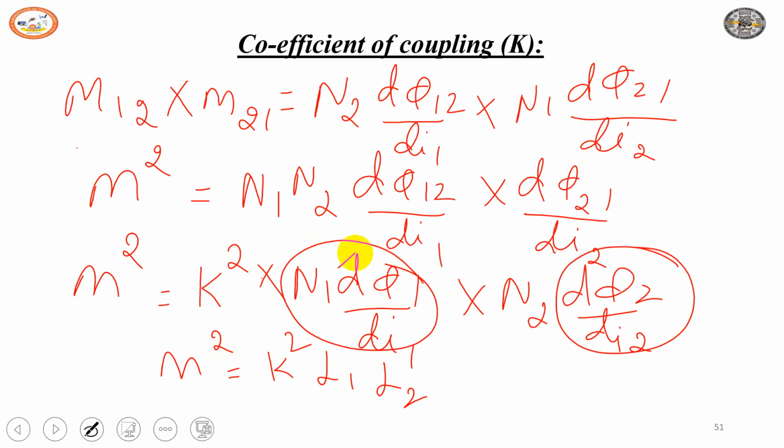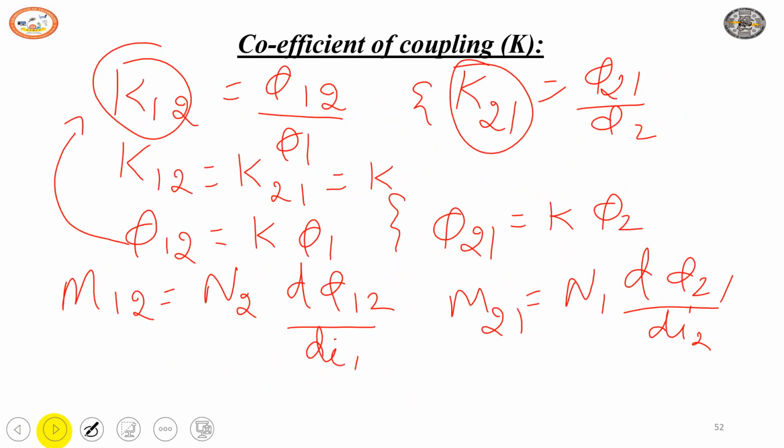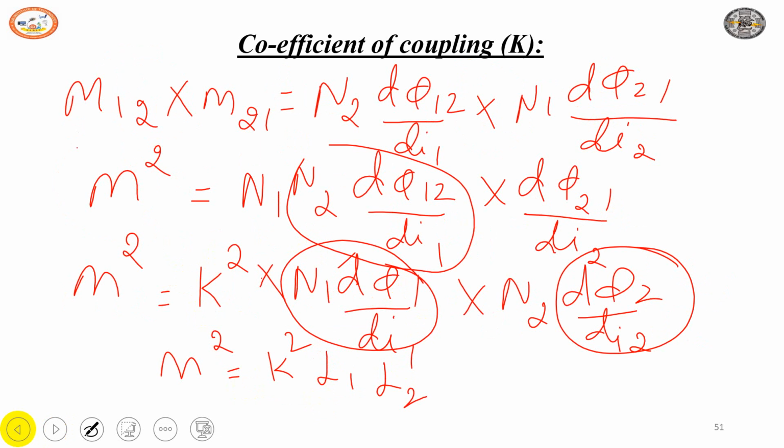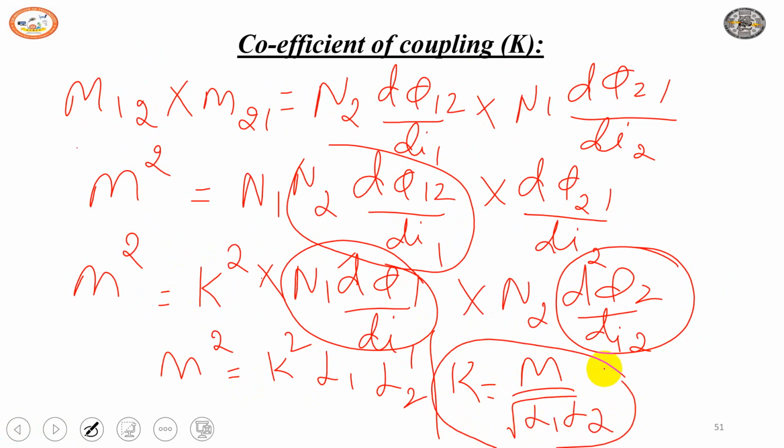This equation I got in the previous slide, so I am replacing N2 into d phi 12 by that particular equation. Finally, taking the square root, we can write K is equal to M by square root of L1 into L2. So this is the coefficient of coupling derivation, where K gives the relation between self and mutual inductance, where L1 and L2 are called self inductances and M is called the mutual inductance.